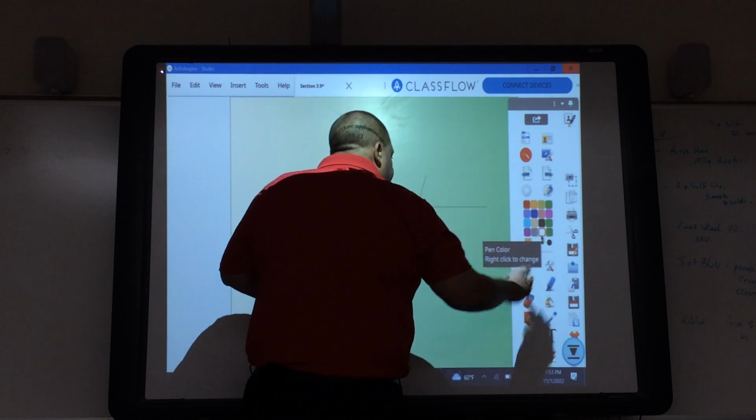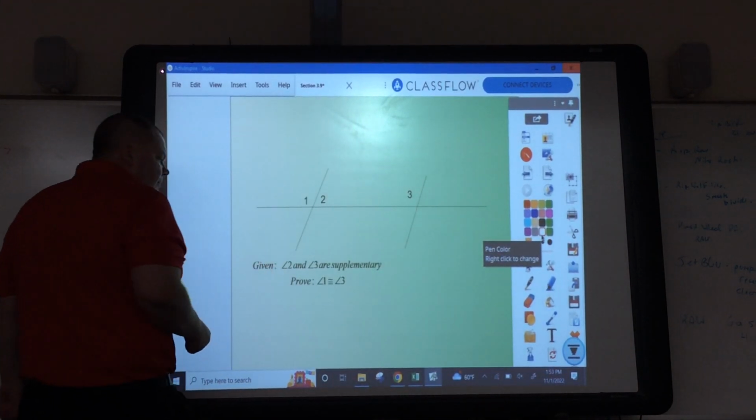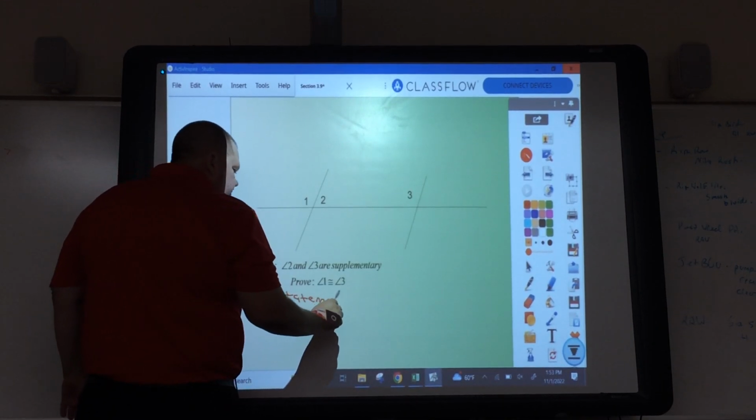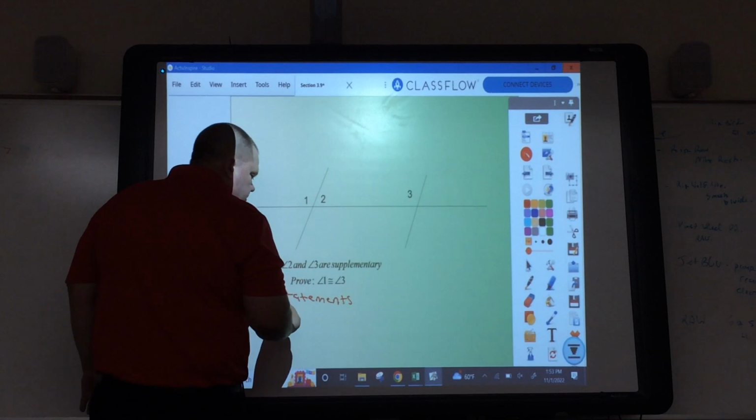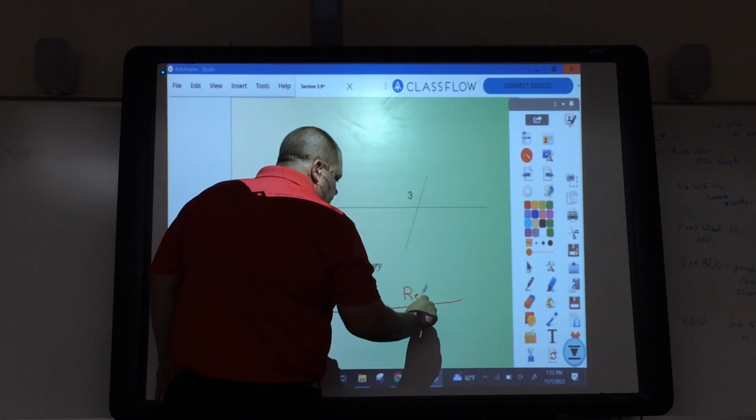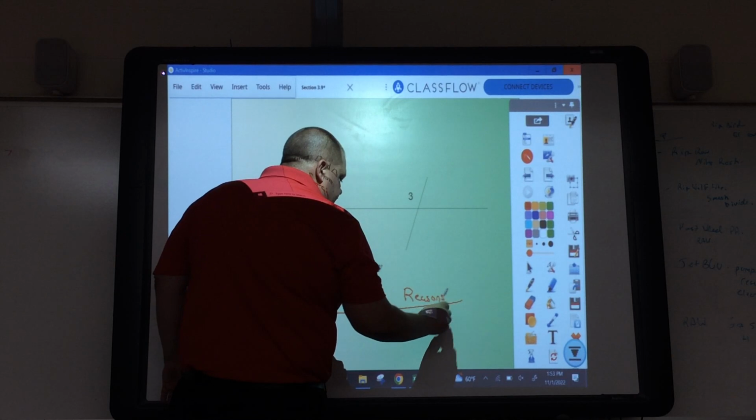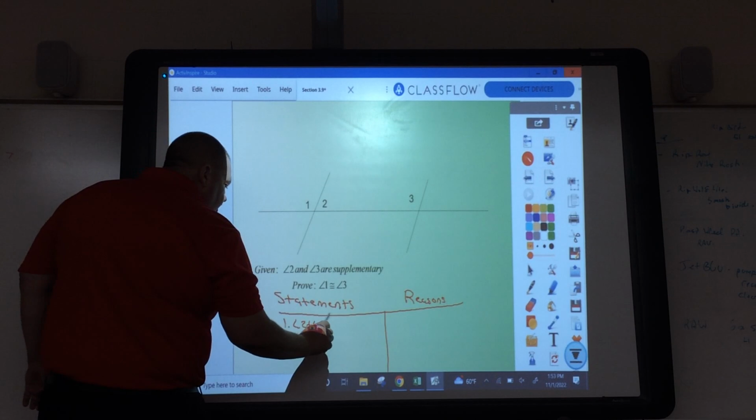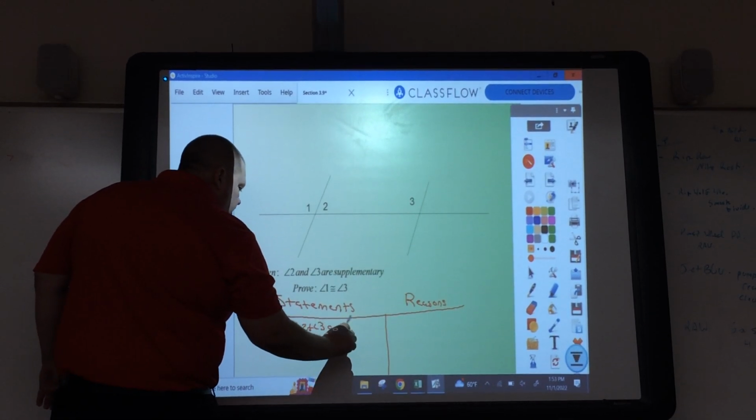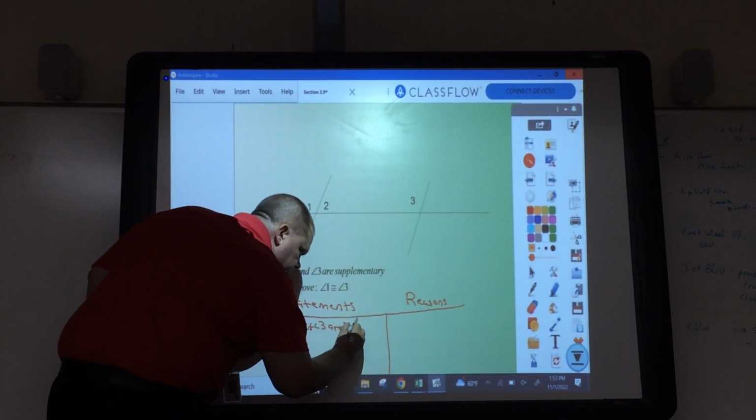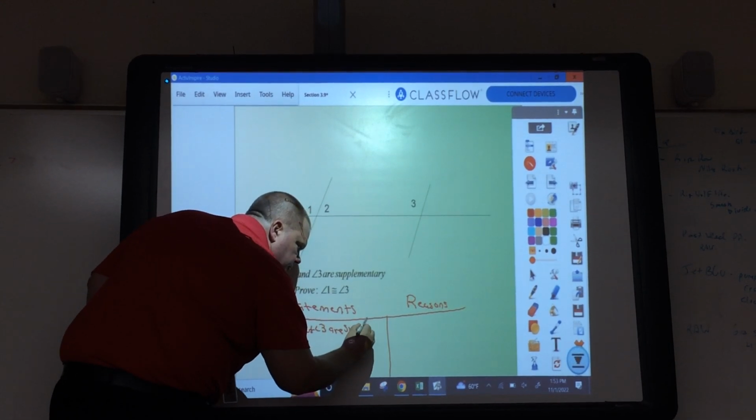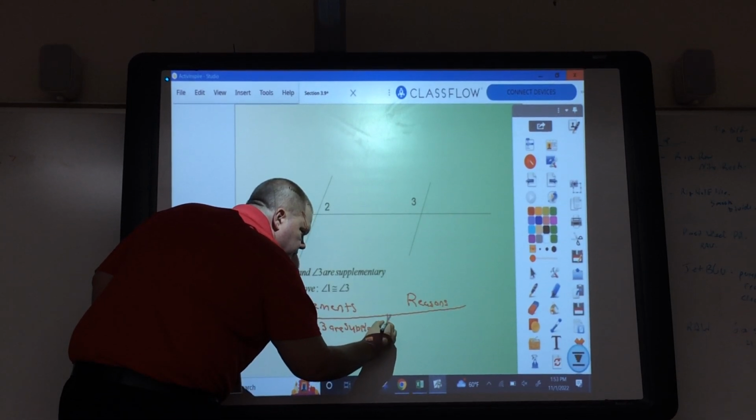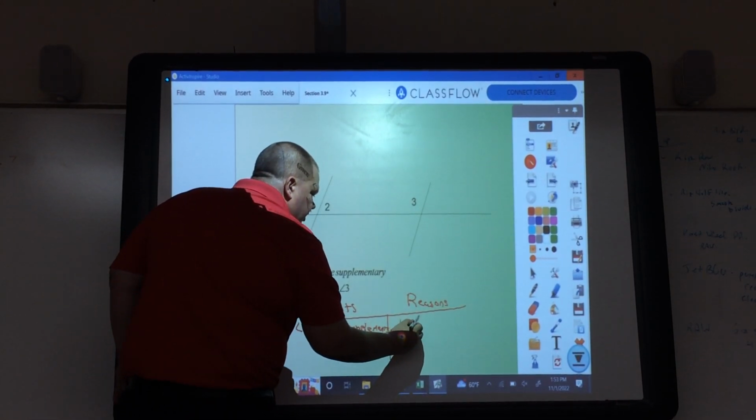All right, so our next one. We have angles 2 and 3 being supplementary. So again, we're going to list our statements column and our reasons column. And again, you're listing your givens first. So our first statement is angle 2 and angle 3 are supplementary. And our reason is that's given.